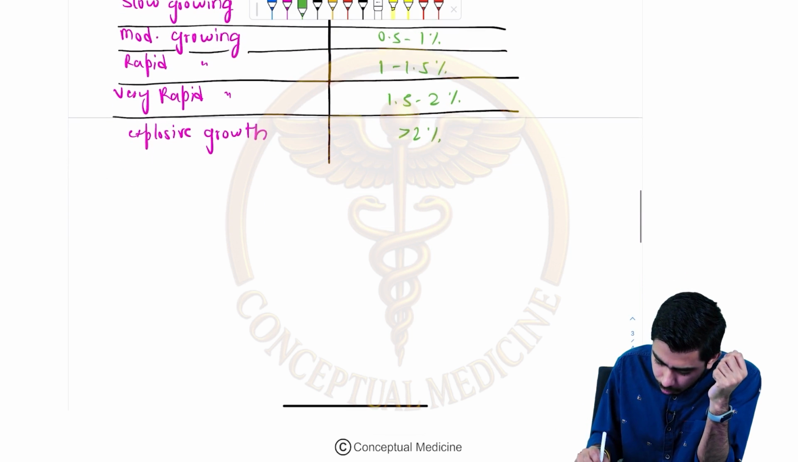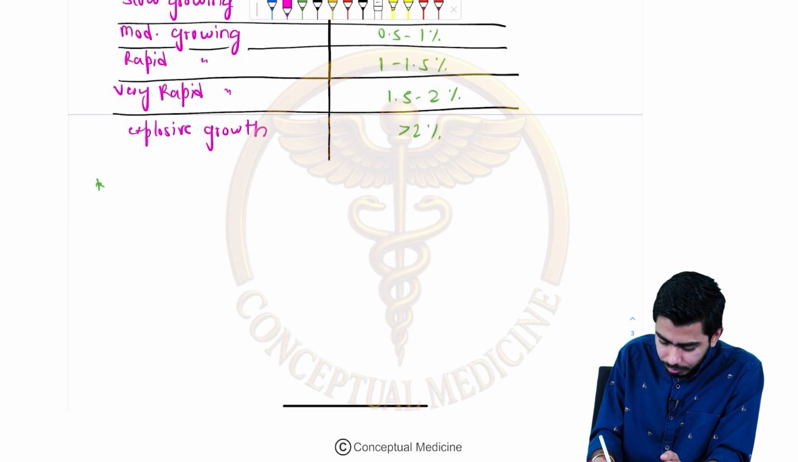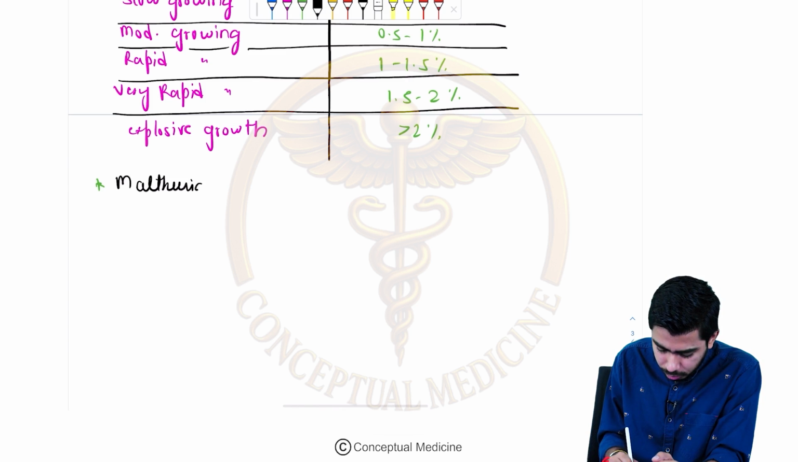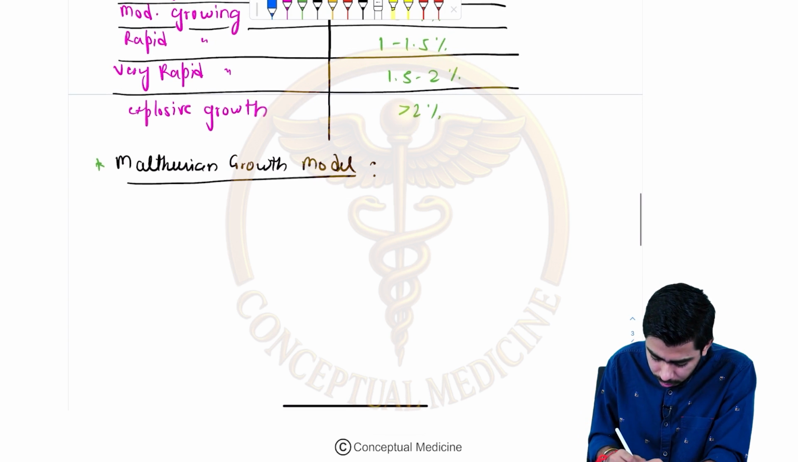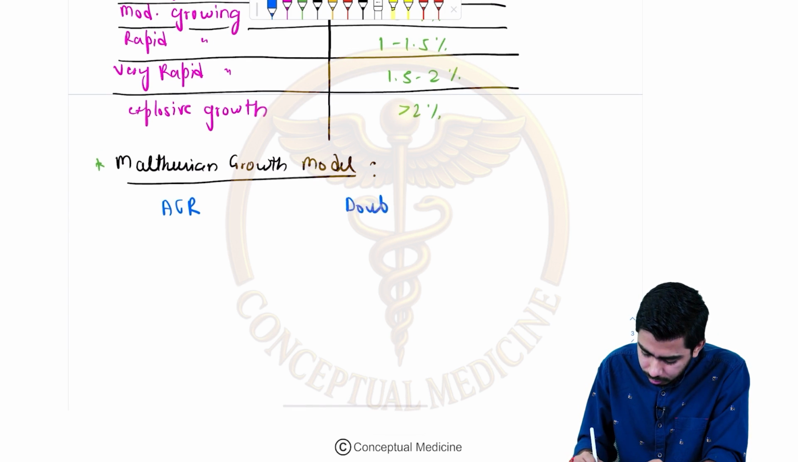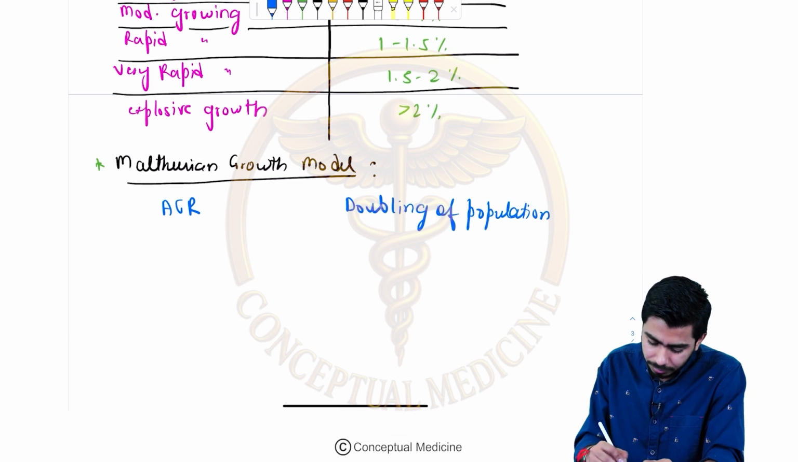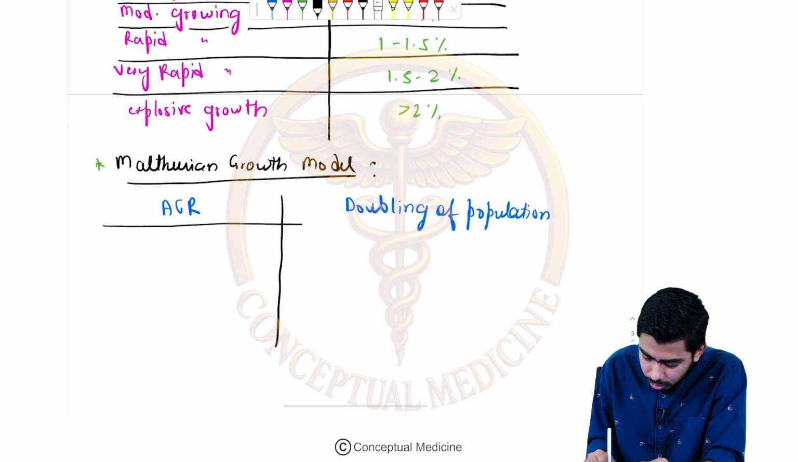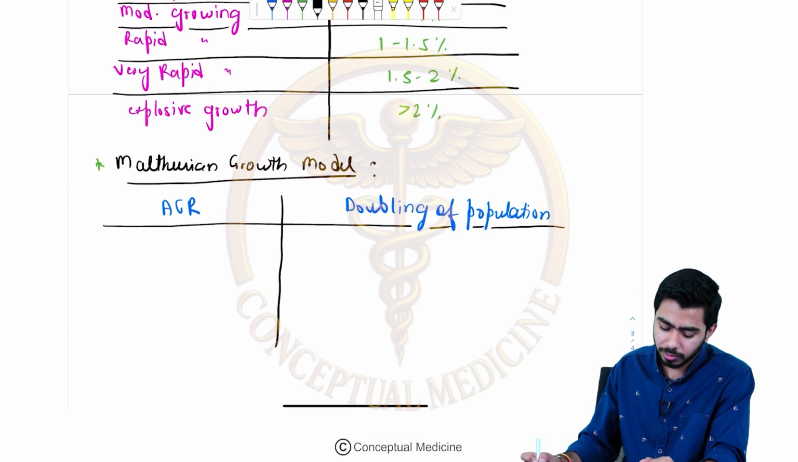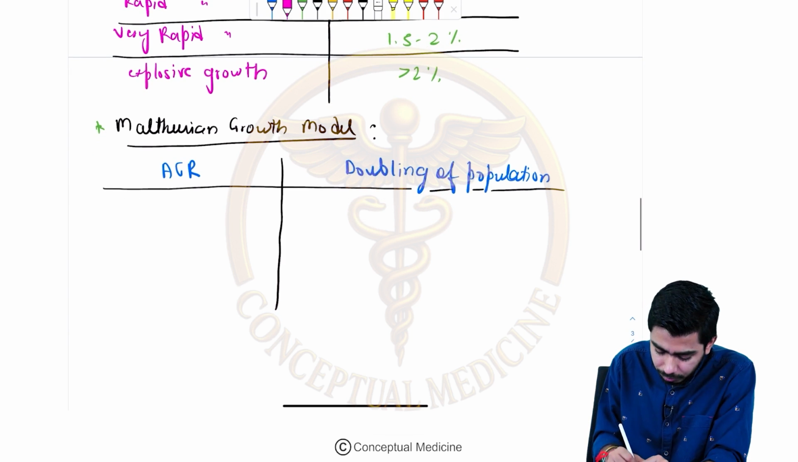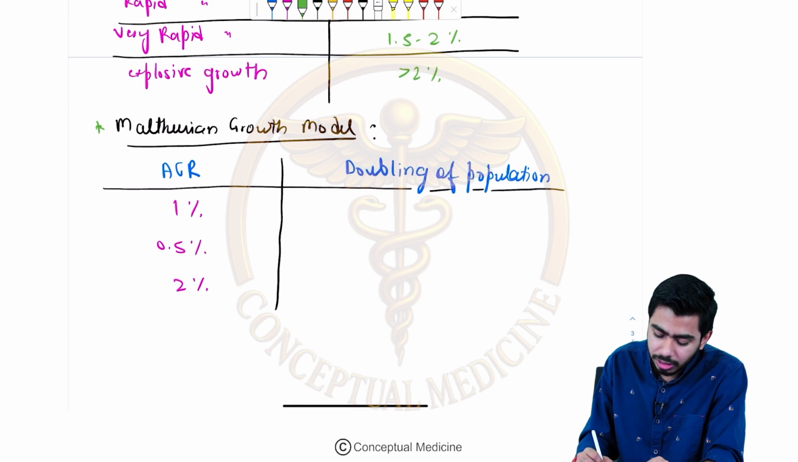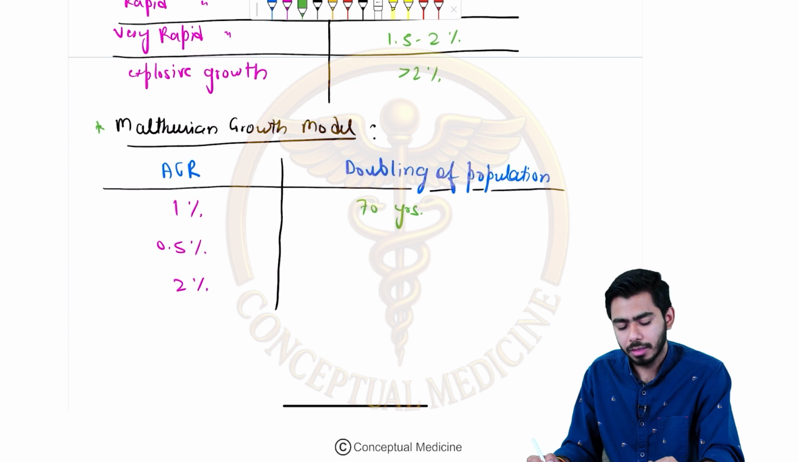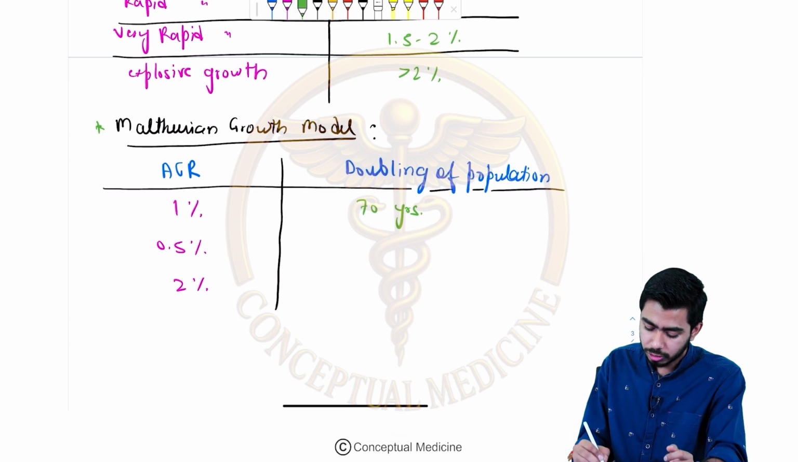Now there is one model that was proposed earlier, the Malthusian growth model. Basically it talks about the annual growth rate and the doubling of population: if the annual growth rate is this much, in how many years will the population double? Questions are tested very frequently from this section. If the annual growth rate is 1%, the population will probably double in 70 years. If it is 0.5%, it will take double the time, so 140 years.